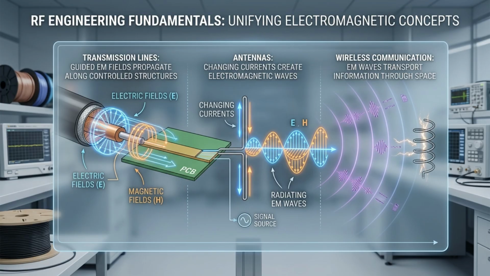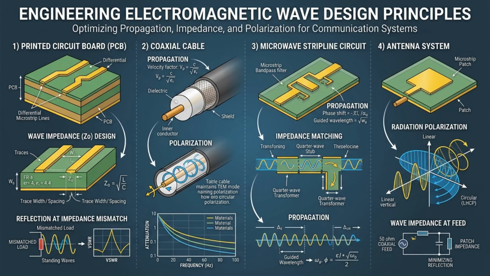Antennas radiate because changing currents create electromagnetic waves. Transmission lines guide energy because electric and magnetic fields propagate along controlled structures. Wireless communication works because electromagnetic waves can transport information through space. Engineers use concepts such as wave impedance, polarization, reflection, and propagation to design reliable communication systems.